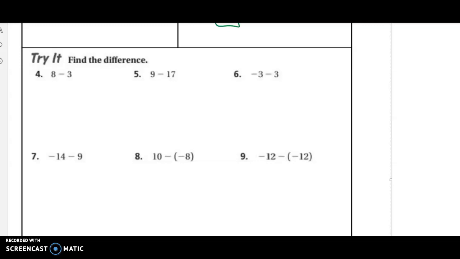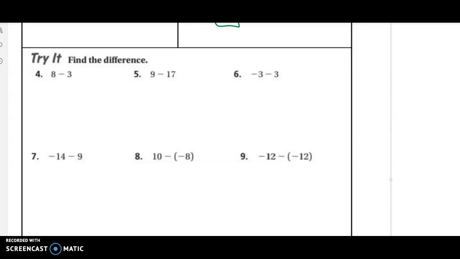So you should have done the triads on your own. If you haven't, then I need you to pause the video and give them a try. And then once you're done, you'll hit play. For those who did the triads, let's go over problems 4 through 9 and let's see how you did.